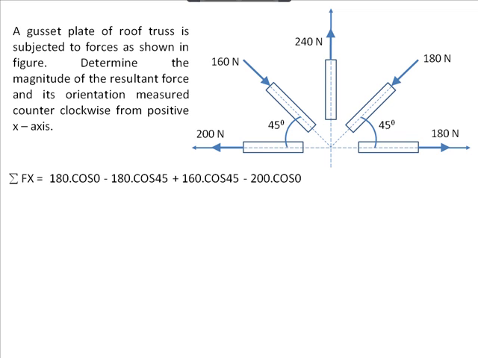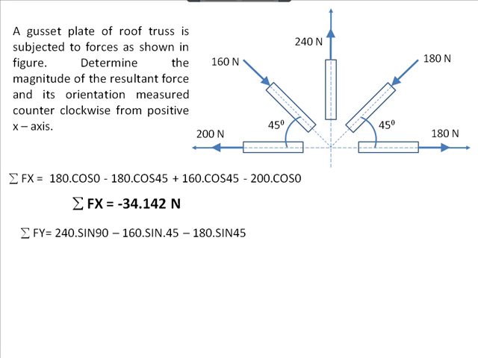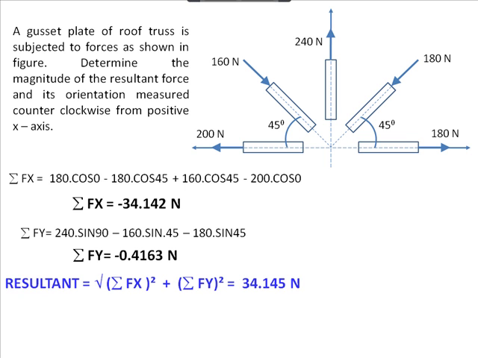up all the x components. That is 180 cos 0 minus 180 cos 45 plus 160 cos 45 minus 200 cos 0. Again, you add up y components. That is sigma fy 240 sin 90 minus 160 sin 45 minus 180 sin 45. You get sigma fy. You already have sigma fx. You square, add, take under root. You get magnitude of the resultant. Sigma fy by sigma fx. You get direction of the resultant.